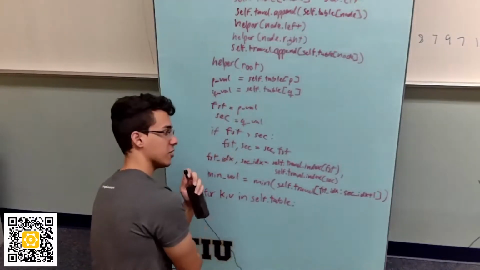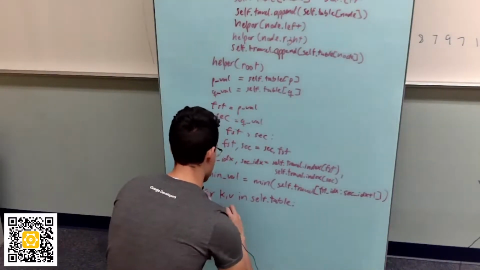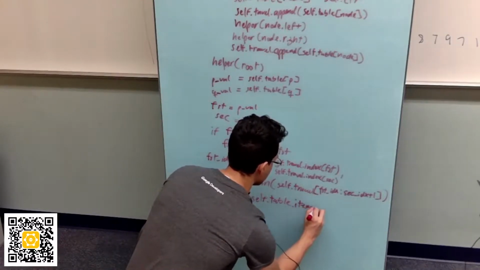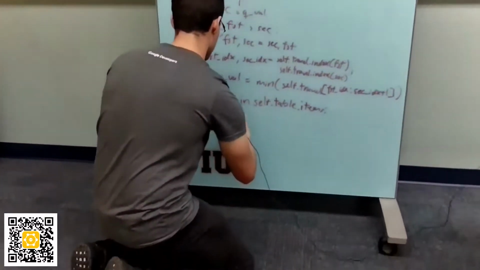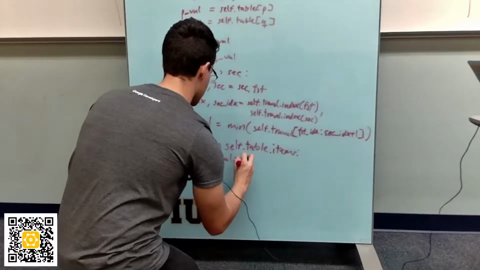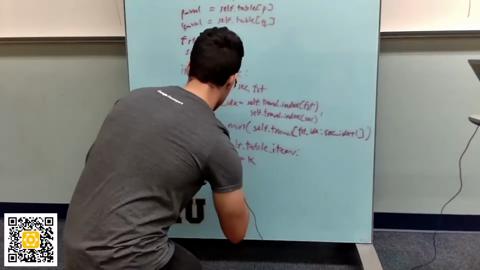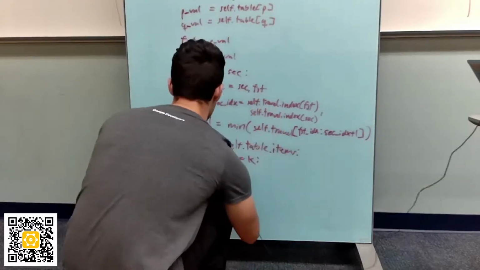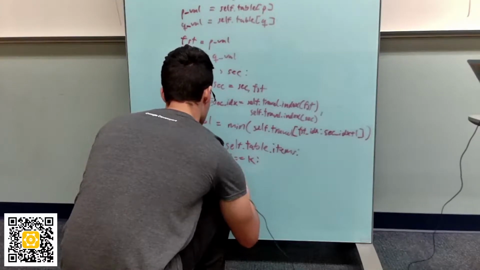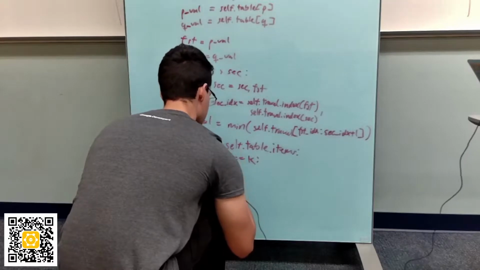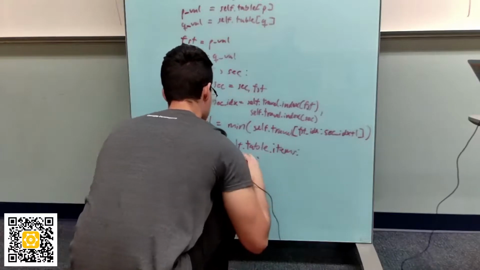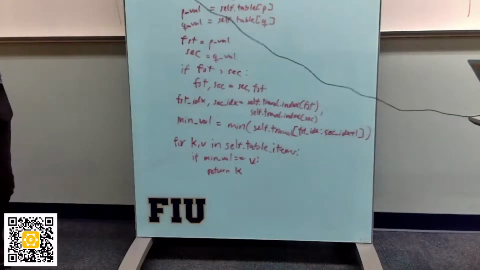For key, value in self.table.items, right? If value equals min val, return k. Okay, do you guys get that part?